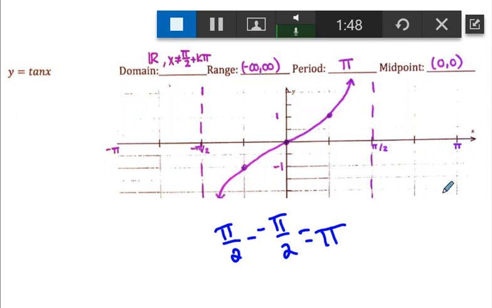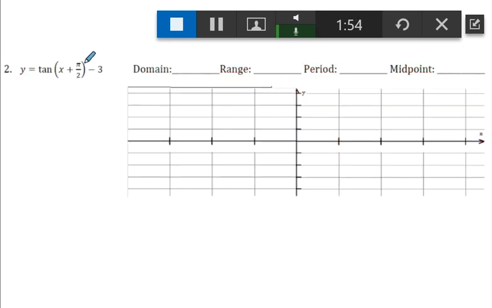Any questions on this before we go on to transformations? Okay. So next one. What does the plus pi over 2 do? Left. And how about the minus 3? Down. So we're going to go left pi over 2, and we're going to go down 3.